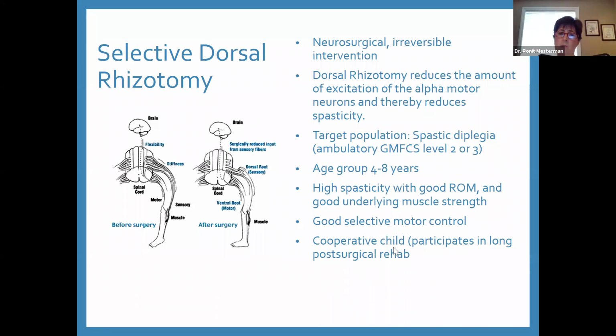Another point that is really important to understand in the selection is the personality of the child and the family. Selective dorsal rhizotomy requires very intensive, prolonged therapy, and this is not doable for all the children, and might be a reason to defer. So that's part of the reason why we're not doing dorsal rhizotomy very early, a part of the fact that you might not have the full spectrum of the tone yet.